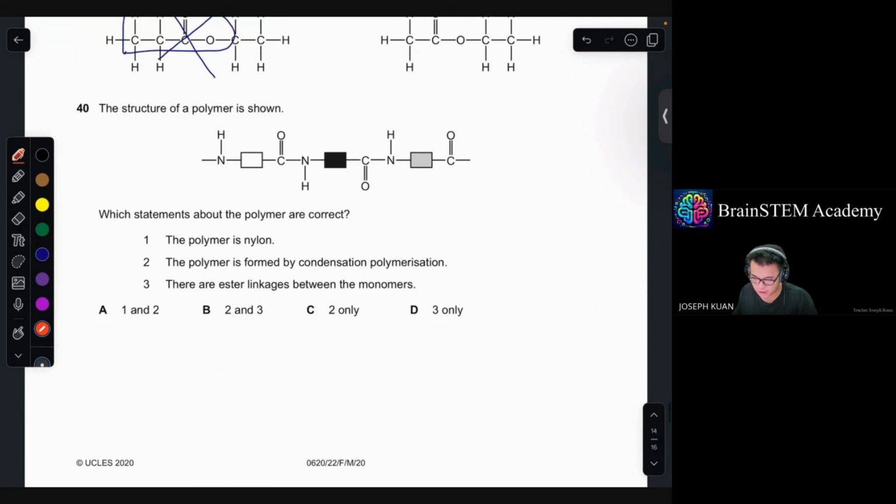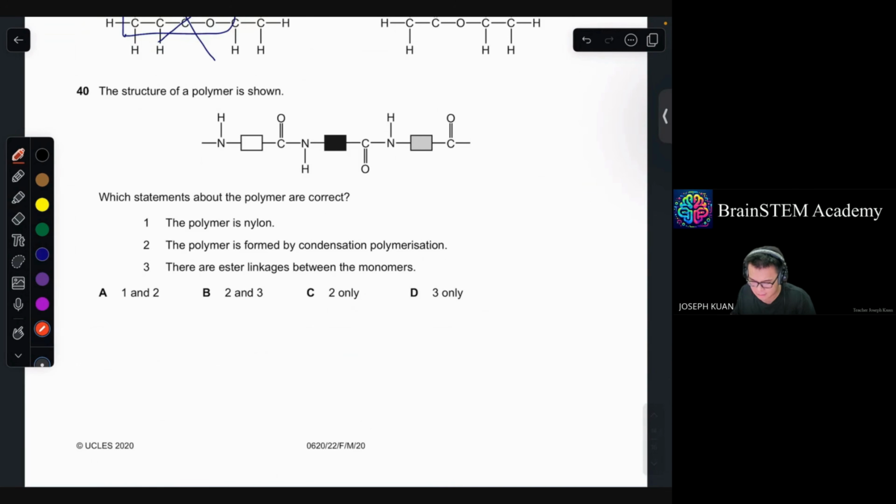Moving on to the last question. The structure of a polymer is shown. Which statements about the polymer are correct? So 1, the polymer is nylon. No. 2, the polymer is formed by condensation polymerization. That is correct. As we see, it's an amide linkage, which is CONH. Amide linkage is formed via condensation polymerization. So this is not exactly an ester linkage. So 3 is wrong, and the only answer possible is C, 2.